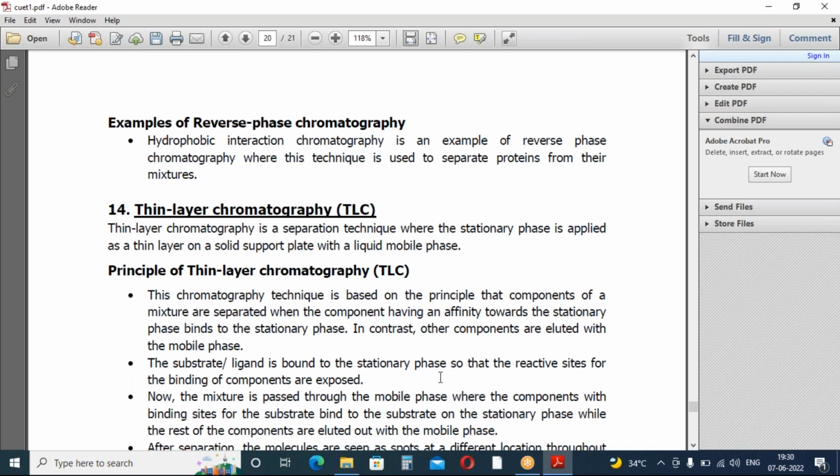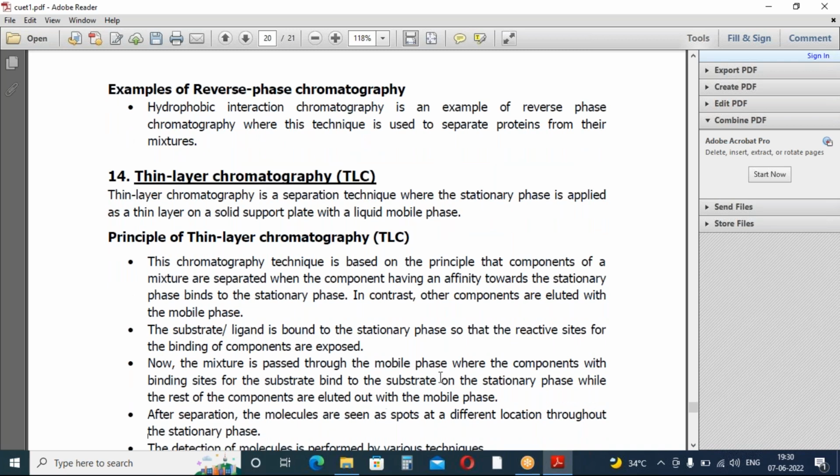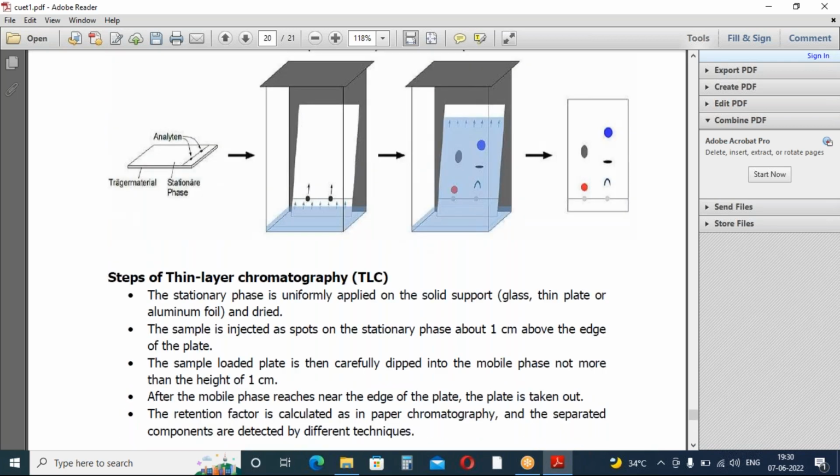Here the components are eluted with the mobile phase. Depending upon the reactive sites or binding sites present in the stationary phase, the components present in the mixture that are to be separated are eluted out with the mobile phase. And this is the picturization of thin layer chromatography.